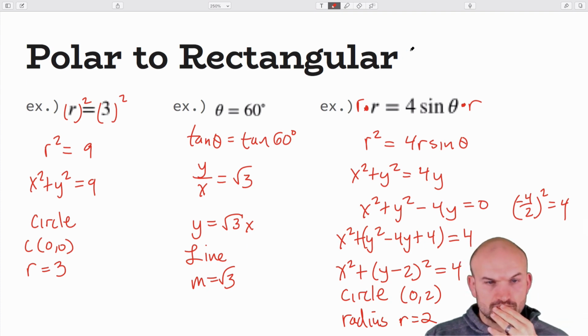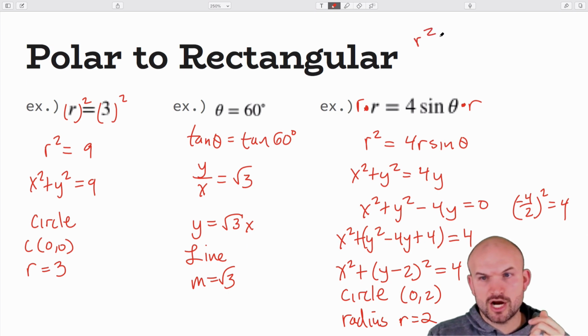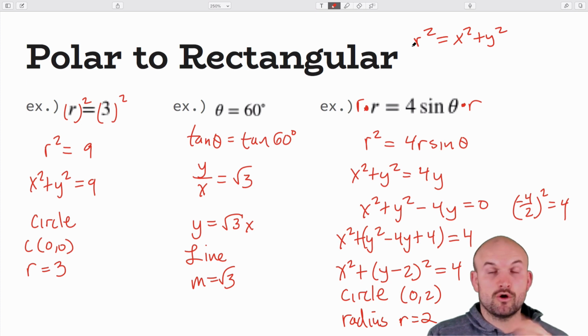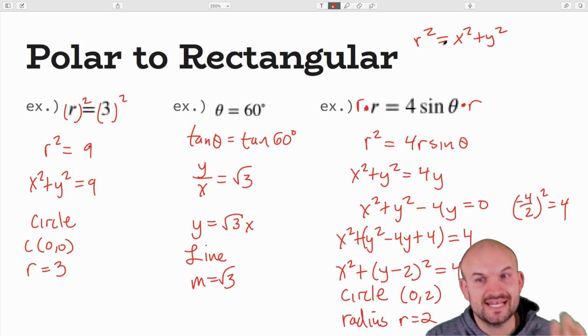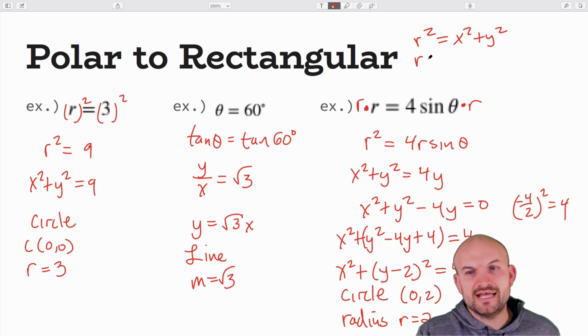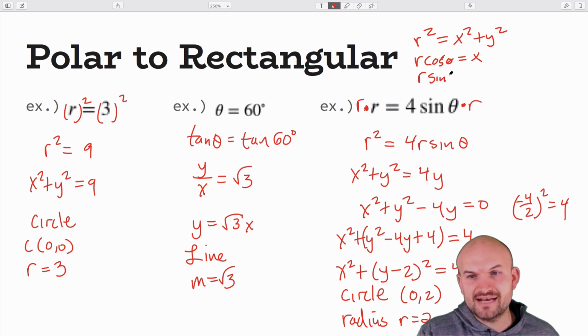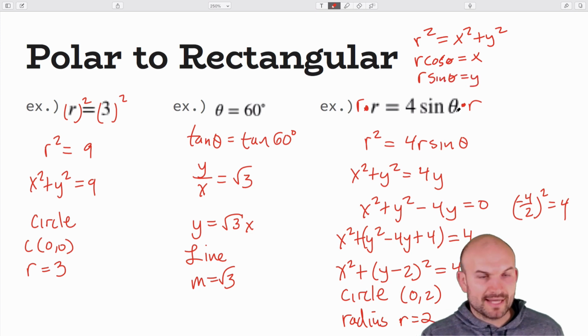So two things we know. We know that r squared is equal to x squared plus y squared. So if I have an r squared, or if I create an r squared, I can replace it with x squared plus y squared. And then we also know if I have r times cosine of theta, we can replace that with x. And if I have r times sine of theta, we can replace that with a y.